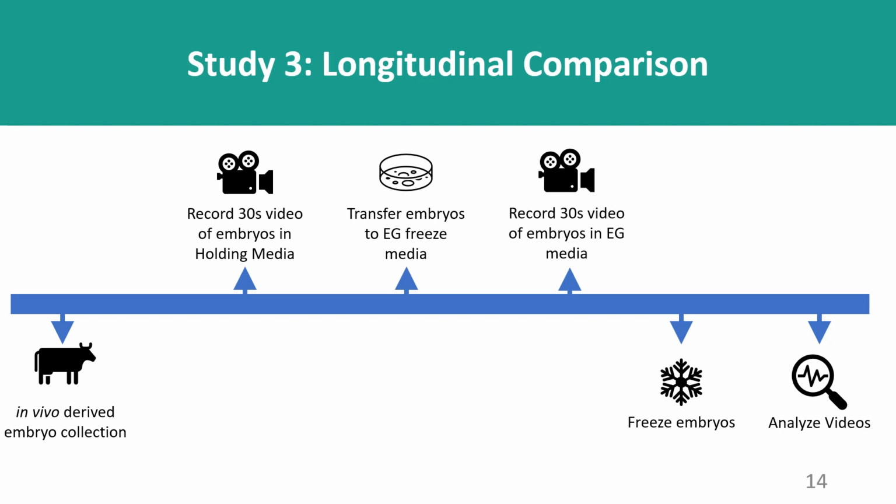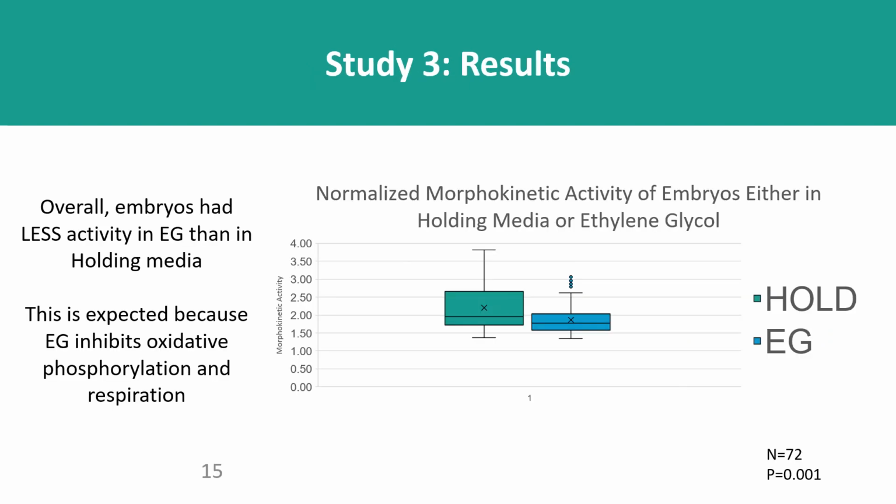In our third study, 72 in vivo derived embryos were collected and videos were recorded while in holding media. The embryos were transferred to a 1.5 molar ethylene glycol solution, and a second video was recorded prior to freezing. Overall, embryos in the holding media, here in the green box, had higher morphokinetic activity than embryos in the ethylene glycol solution. This could be expected because ethylene glycol inhibits oxidative phosphorylation and respiration, so we would expect lower activity levels.